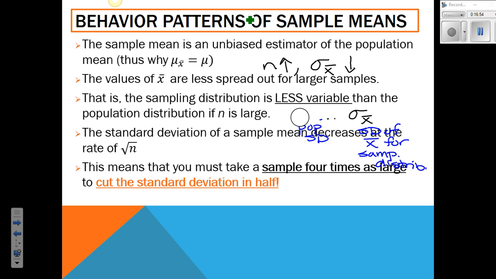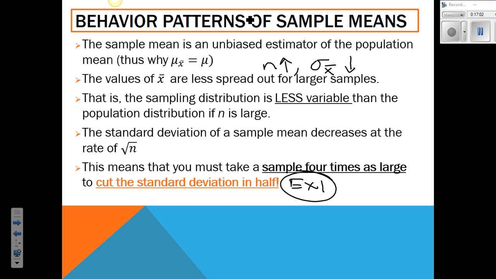The next two bullet points here, we're going to discuss in example 1. So if you do not fully understand them, we're going to see these in action in example 1. The standard deviation of the sample mean decreases at a rate of the square root of n. This is seen because sigma sub x bar is sigma divided by the square root of n. So it's dividing sigma by the square root of n, so it's decreasing. That's why sigma sub x bar will always be less than sigma. It's going to be a smaller number as n goes up.